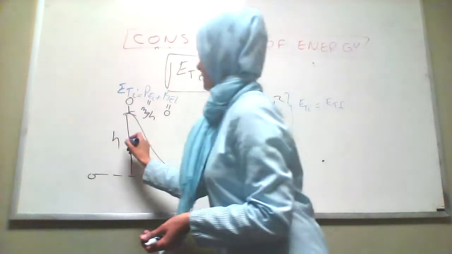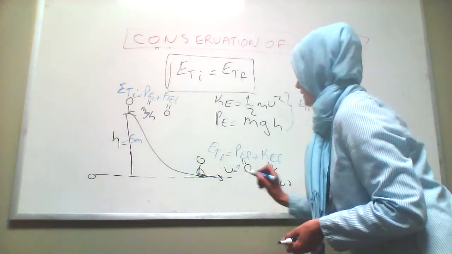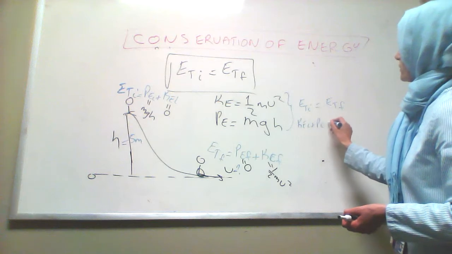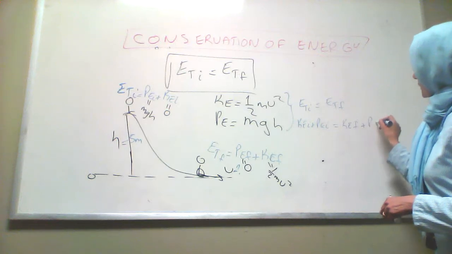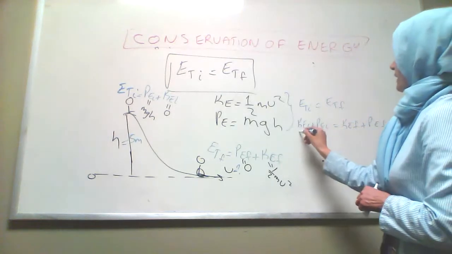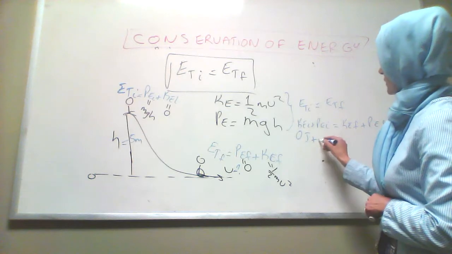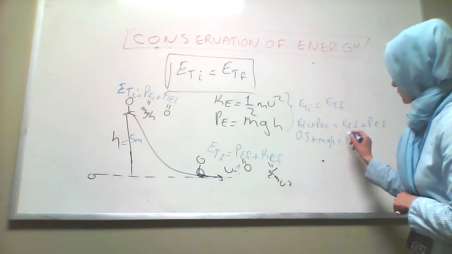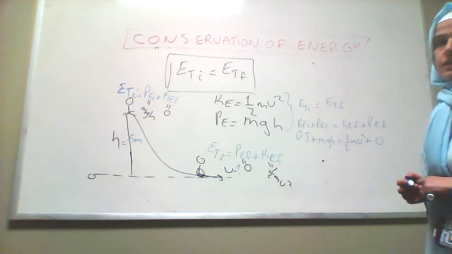Let's say we know h. H is 5 meters, and we're going to solve for the velocity down here. We can easily find it. Initially, we have kinetic energy initial plus potential energy initial, and it's equal to kinetic energy final plus potential energy final. Now we enter all the values we found. Kinetic energy initial was 0 joules because there is 0 velocity there, plus potential energy initial, which is equal to mgh. This will be equal to final kinetic energy, 1/2 mv squared, plus final potential energy, 0.